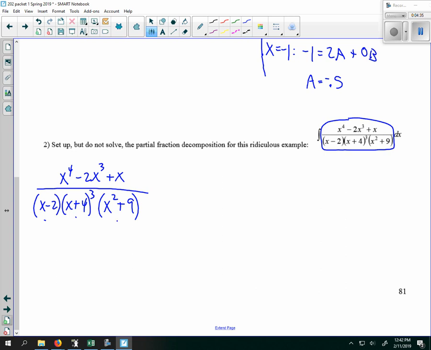I have a unique linear factor, a repeated linear factor, and an irreducible quadratic. Each of those contributes something different to the partial fraction decomposition. The unique linear factor, which is the most common thing you're going to run into when you're doing these kinds of problems, you just put a constant over the linear factor.